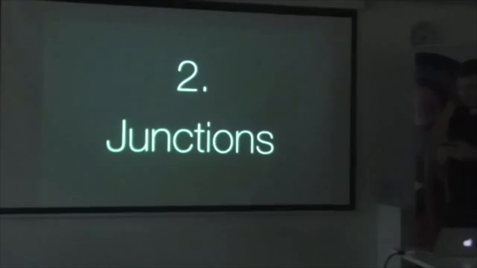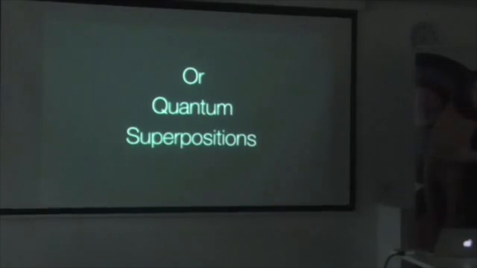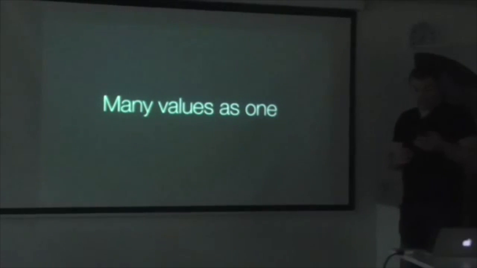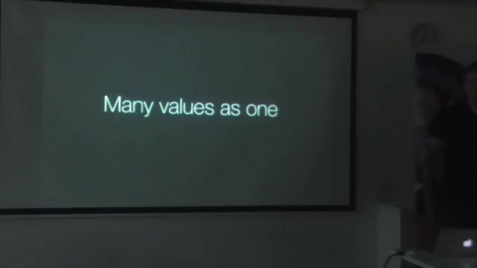Okay. So the next thing is junctions. Junctions, or as Damian Conway called them, quantum superpositions. But he's a physicist, and it's really something like that. It means that many values will be treated as a single value at the same time, again with an idea of parallelism, maybe not now, but in the future.